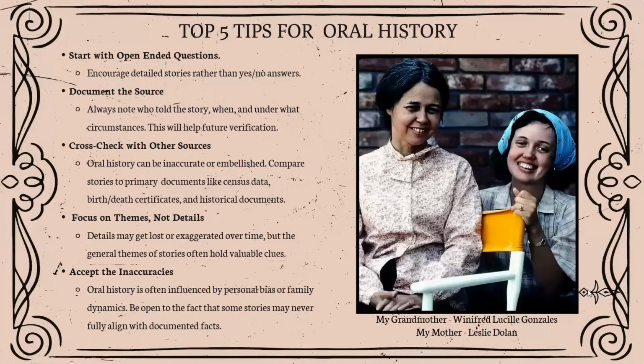So these are things you've got to keep in mind, but also people forget things. We're human. Sometimes our memory can be a little skewed. So these are things you want to try to corroborate with other sources. But it's also very important to focus on the themes, not necessarily always the nitty-gritty details. Because details, like I said, can get lost or exaggerated, but the general themes of stories often hold some really valuable clues. And it's really important to accept the inaccuracies. Oral history, like I said, is often influenced by personal bias or family dynamics. Be open to the fact that some stories may never fully align with those documented facts.